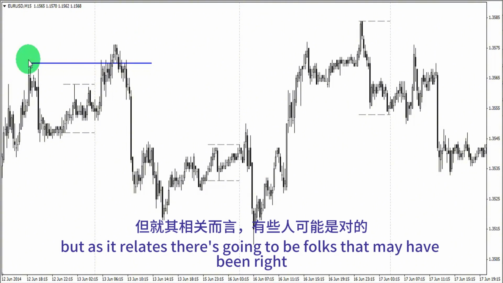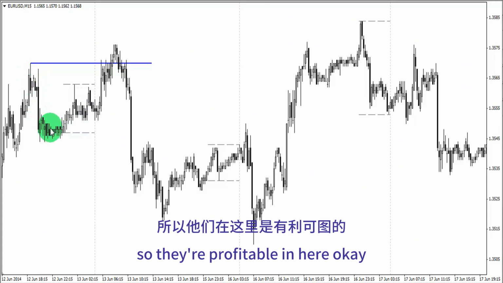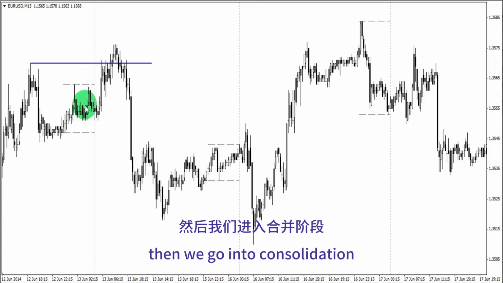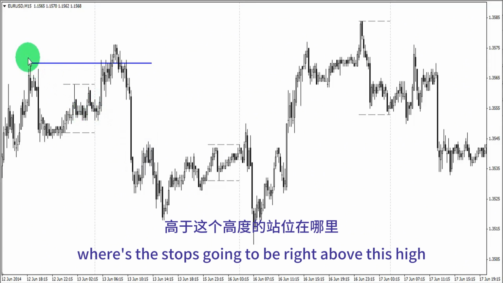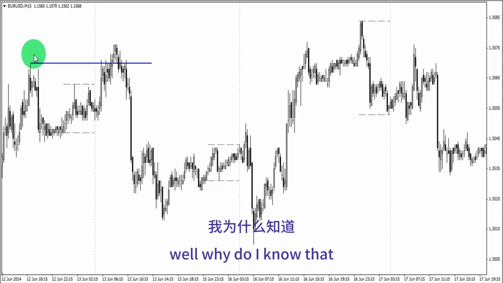But as it relates, there are going to be folks that may have been right at the same time the market makers had sold into this high, so they're profitable in here. Then we go into consolidation. Where are the stops going to be? Right above this high. What kind of stops are they going to be? Buy stops. Well, why do I know that?